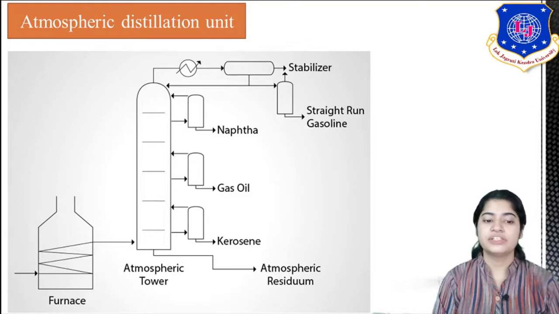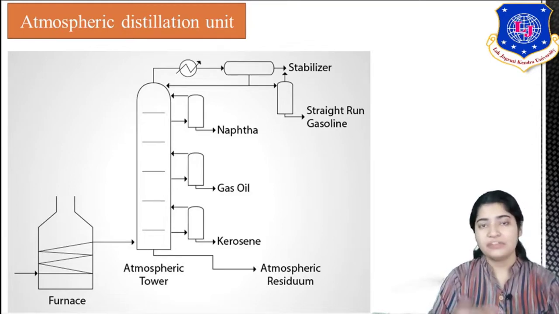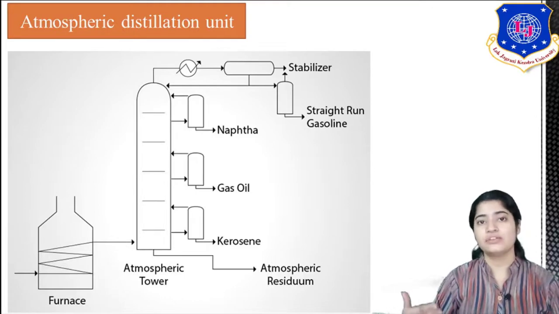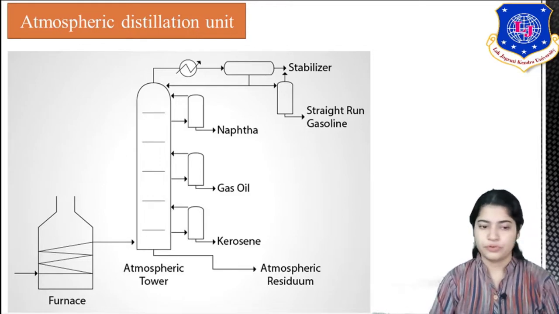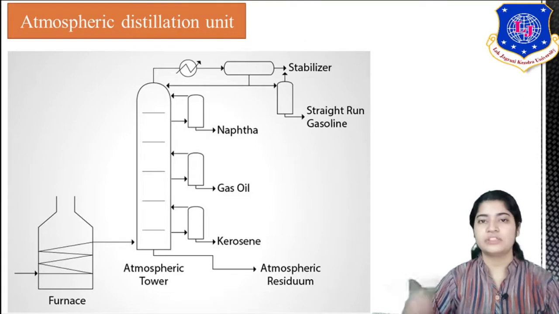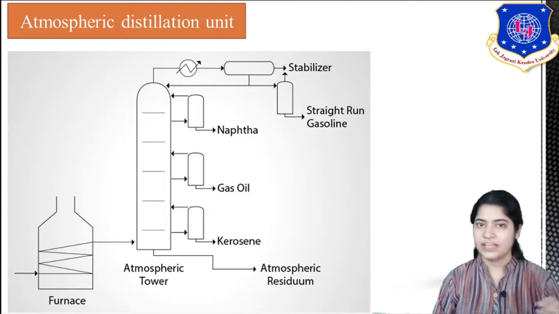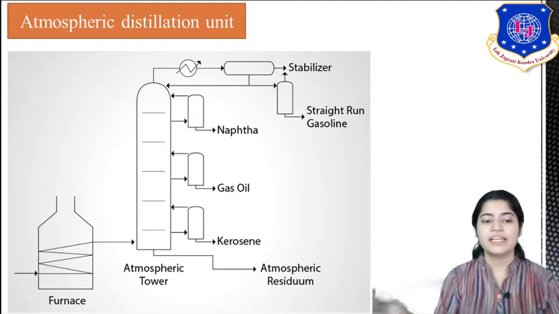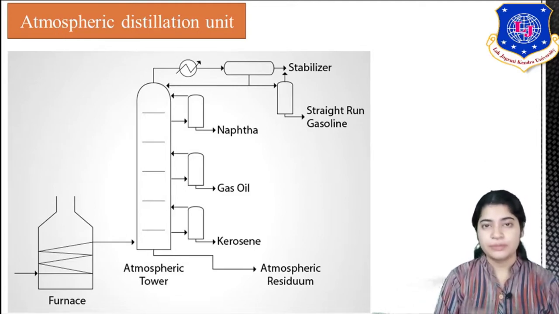Other units which are added here are strippers. What is the use of strippers? They again enrich your fractions. Based on the specification, they separate out and purify the product. Each fraction is taken out from the tray and sent to the stripper. Further, less volatile gases are stripped off and sent back to the column, and from the bottom you get your various fractions. The residue at the bottom of the tower is called the atmospheric distillation unit residue.